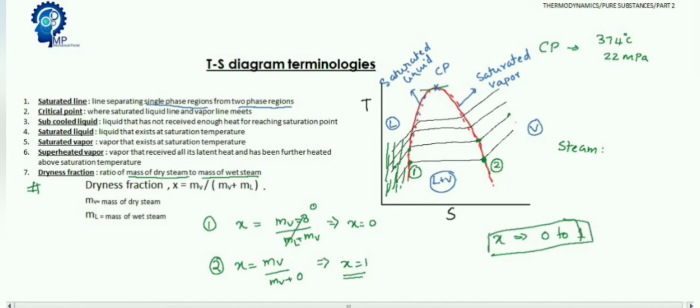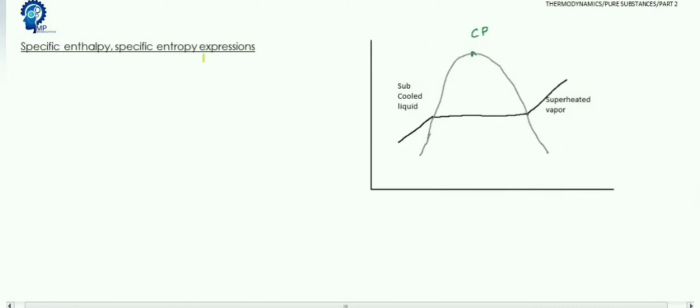Dryness fraction is also called the quality of steam. We will hear this term in power plant engineering, quality of steam. Basically, dryness fraction and quality of steam are both the same. Now we will move on to the expressions for specific enthalpy and specific entropy.